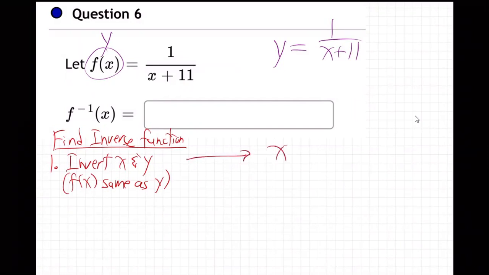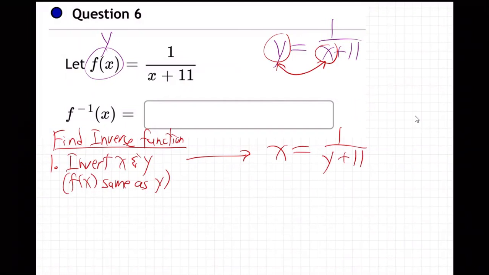And so what are we supposed to do in step number one? We're supposed to invert. So the x will go out here, right? These two trade spots, don't they? The x goes out here, the y goes over there. Everything else stays put, right? We didn't mess with the fraction. We didn't move the 11. We didn't move anything else. Just the y became an x and the x became a y. We inverted the roles of x and y. That's step one, invert x and y.